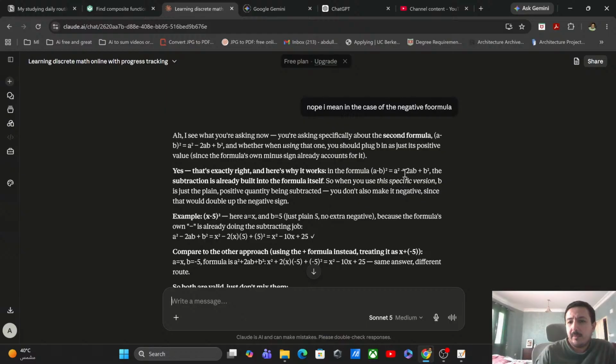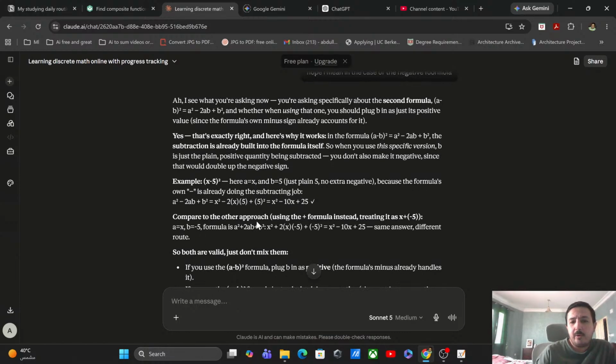In the formula, the subtraction is already built into the formula itself. So when you use this specific version, B is just the plain positive quantity being subtracted. You don't also make it negative, since that would double up the negative sign. Example: a equals x, and b equals 5. Just plain 5, no extra negative, because the formula's own minus is already doing the subtraction job.